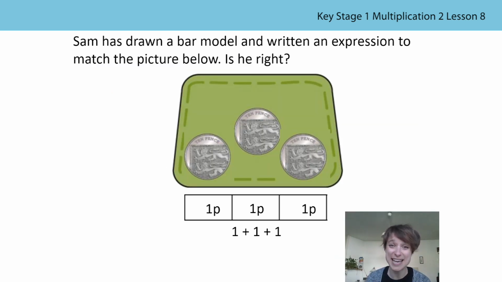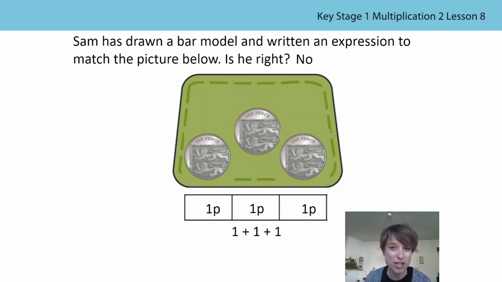What can you see in this next picture? We can see some coins in a purse, can't we? Now, let's have a read of the question together. Sam has drawn a bar model and written an expression to match the picture below. Is he right? I'm not sure if he is right. Now, can you be a detective and take a closer look and see what mistakes Sam has made with his bar model and with his repeated addition expression?